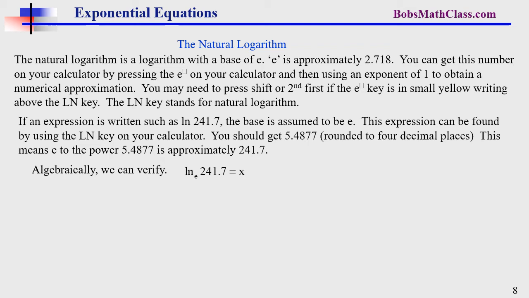Okay, so let's write this down. So ln of 241.7 equals x. So we're going to use that formula earlier. Base to the exponent equals the result. And let's put in the exponent of 5.4877. And you should get something close to 241.7. It'll be off a little bit, but that's because we rounded our answer. Okay, hang in there. It's not as hard as it seems.